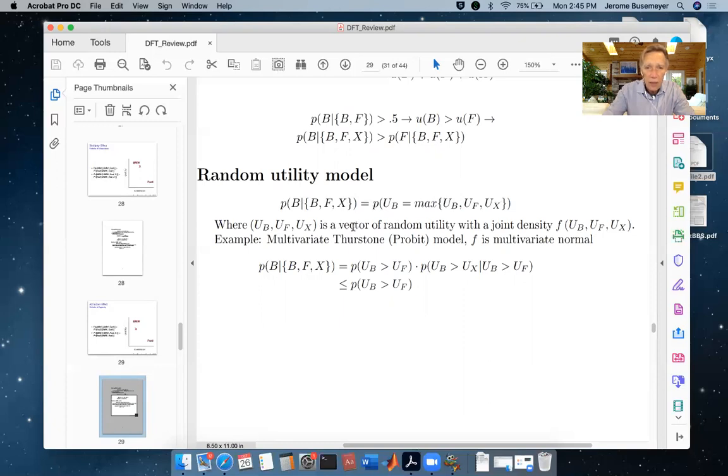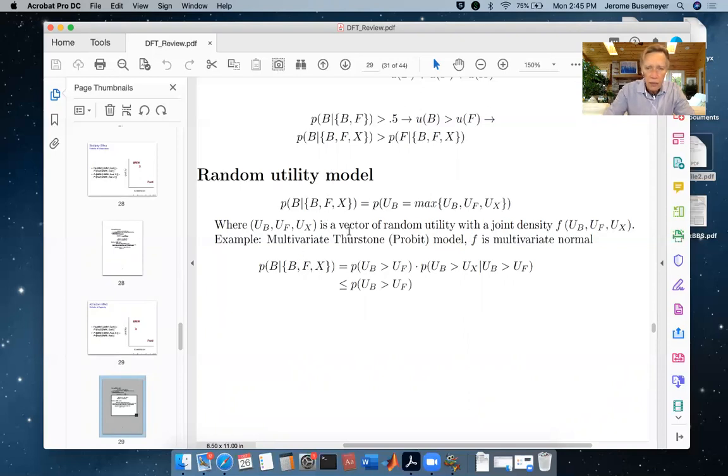Now, an example of this random utility model is the multivariate Thurstone or probit model. It's a multivariate normal distribution of random utilities. Another example is McFadden's random utility model. They're both examples of random utility models. They're all ruled out by the violation of regularity.